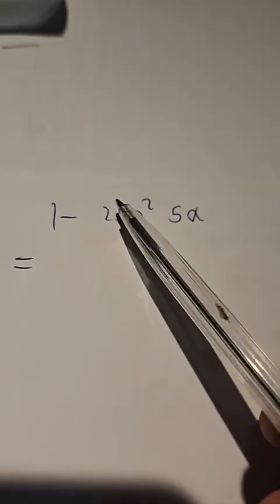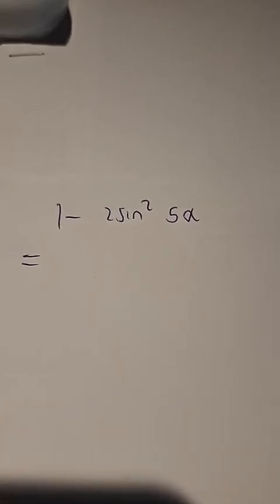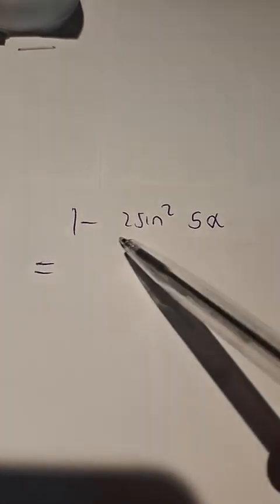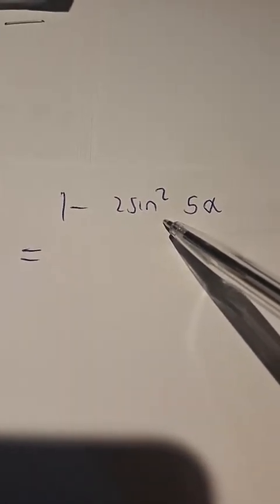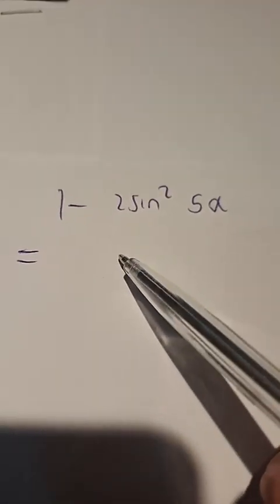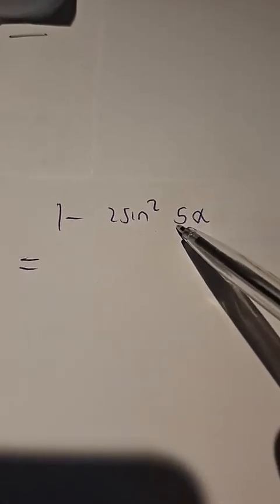What about 1 minus 2 sine squared 5 alpha? Once again, when we look at this, it mirrors which double angle? It reminds us of the double angle of cos. But the only thing we have there is 5 alpha. So that means we are going to write cos of 2 times 5 alpha.